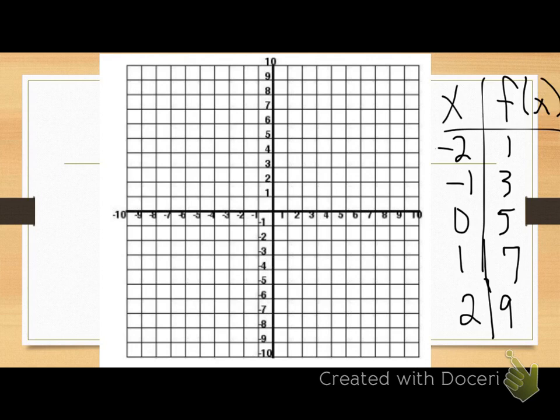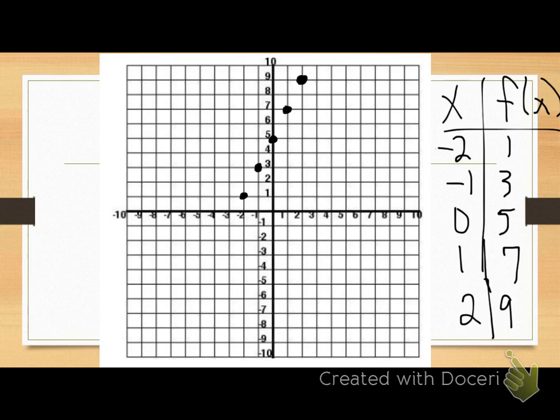First one will be negative 2, 1. So I'm going to go left 2, up 1, put my point. Next one is negative 1, 3. So left 1, up 3, put your point. 0, 5. I'm not going left to right any. I'm just going up 5. 1, 7, right 1, up 7. And then 2, 9, right 2, up 9. So I've graphed some ordered pairs on my line.